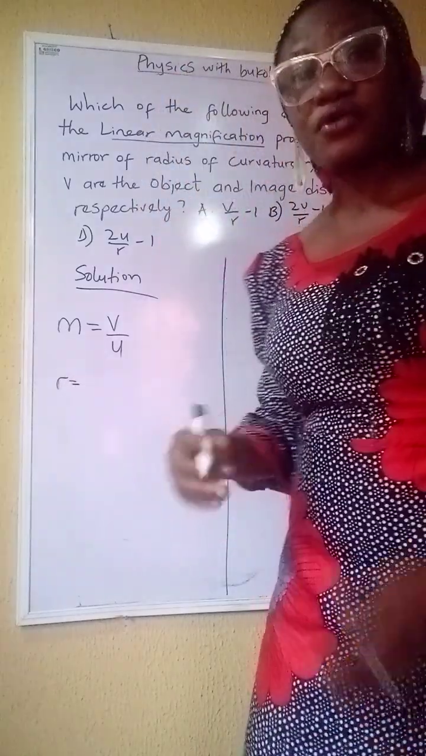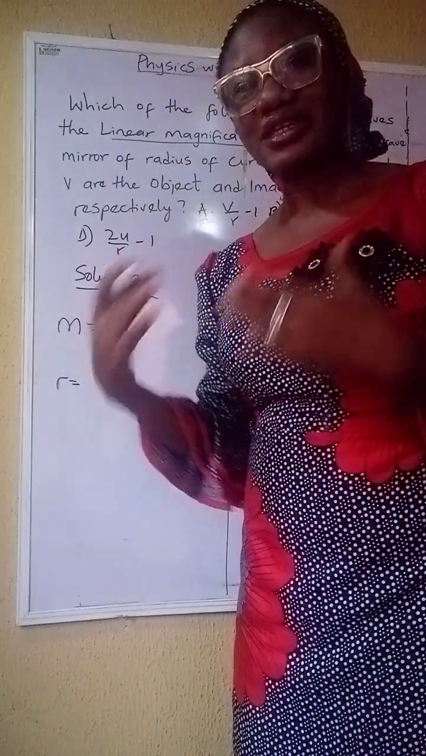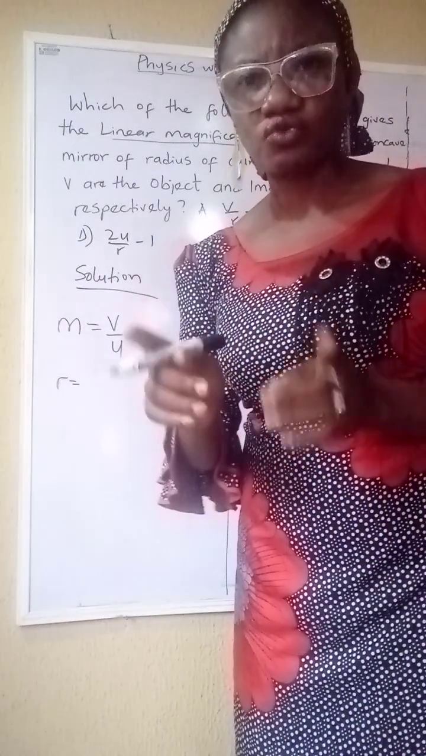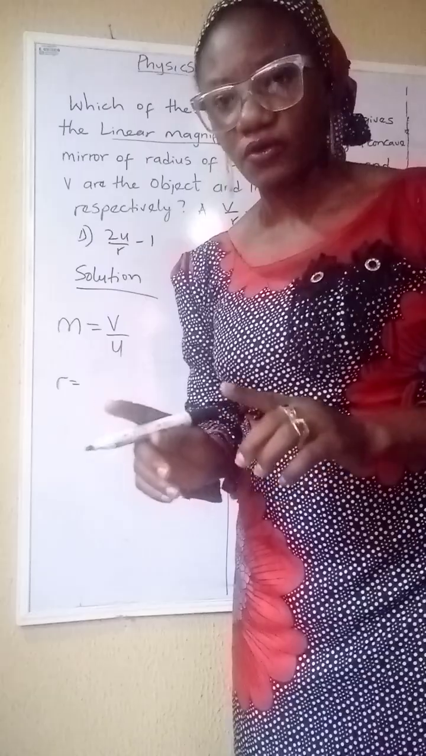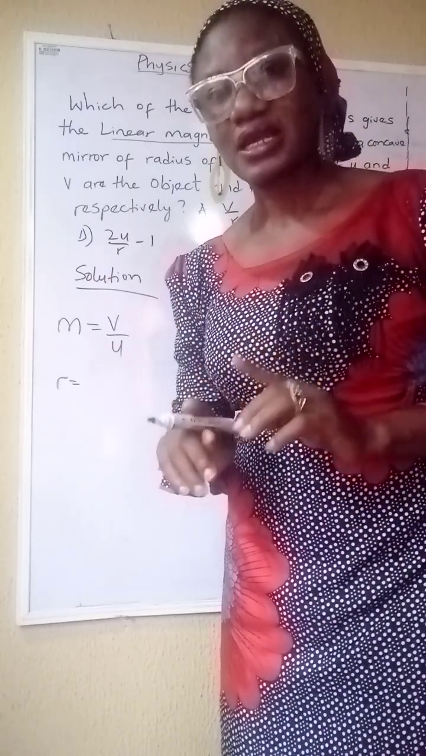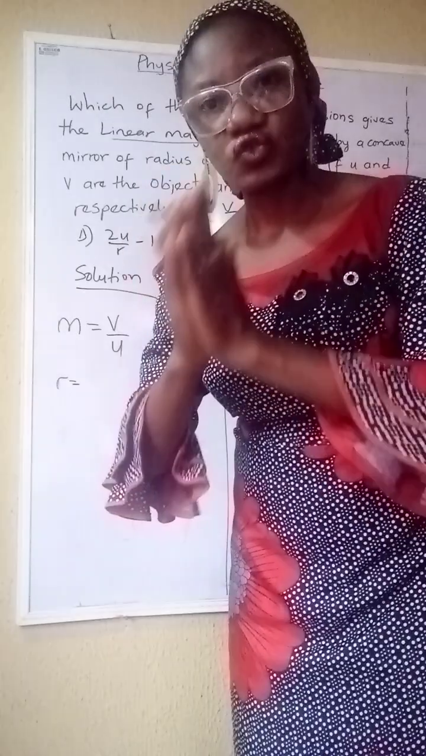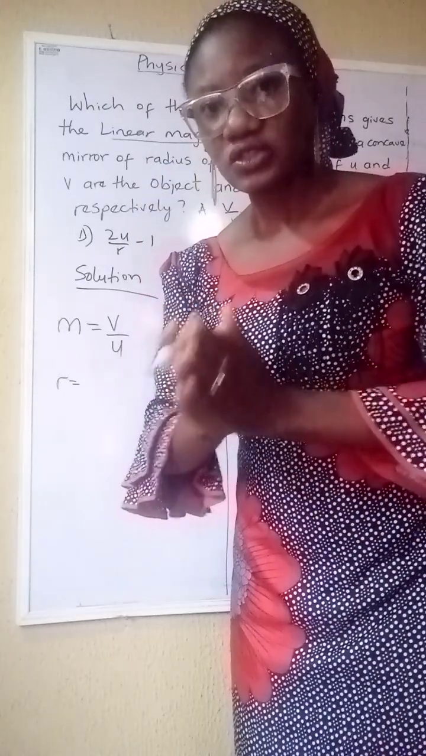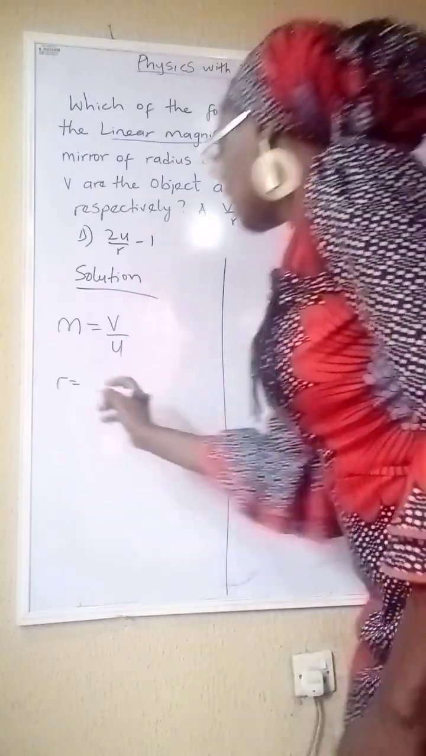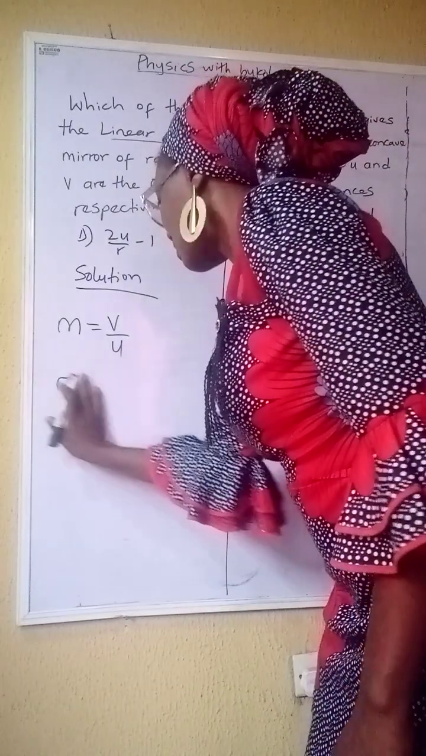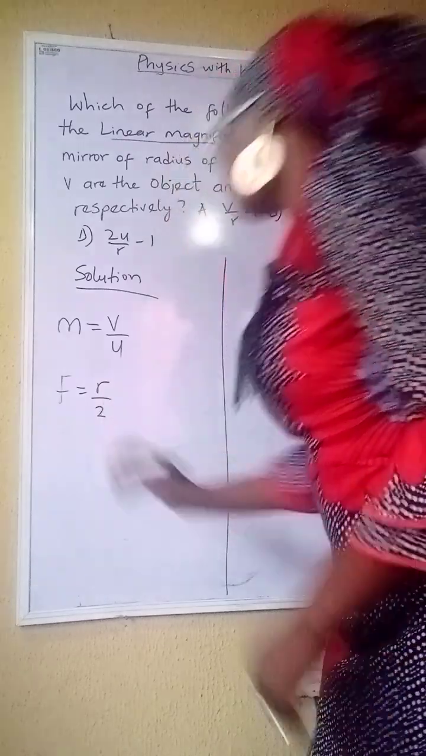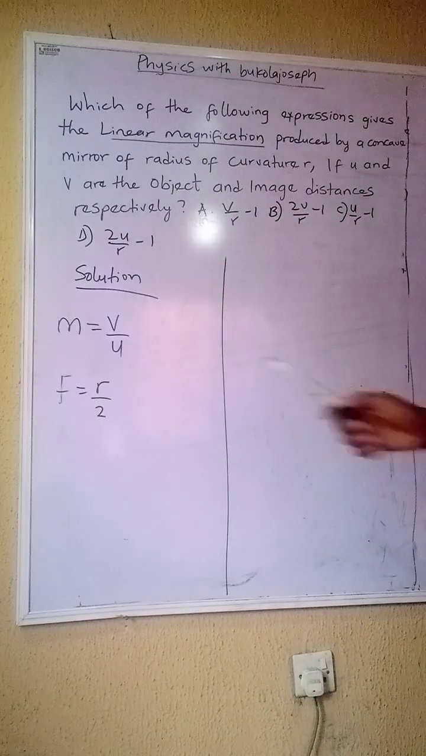What is R? R is simply the radius of curvature. And if you remember the relationship between focal length and radius of curvature, focal length is equal to what? Half of the radius of curvature. Focal length is equal to half of the radius of curvature. What does that mean? It means we have F equal to R over 2. Okay, we have gotten this information now.